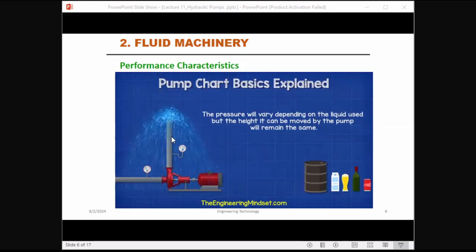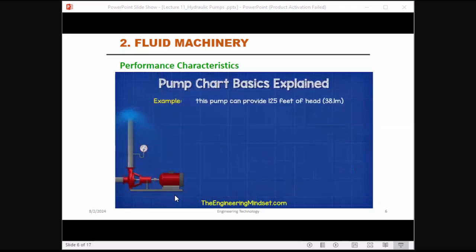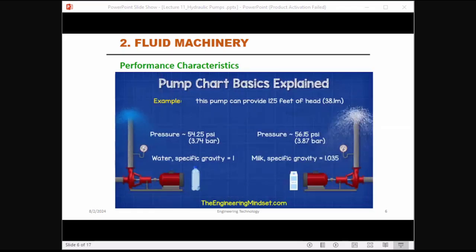However, the height it can be moved by the pump will remain the same. For example, we have this pump which can provide 125 feet of head. If we use it to pump water, the pressure will be around 54.25 psi. But if we were to use it to pump milk, then the pressure will be around 56.15 psi. And that's purely because of the properties of the two fluids.